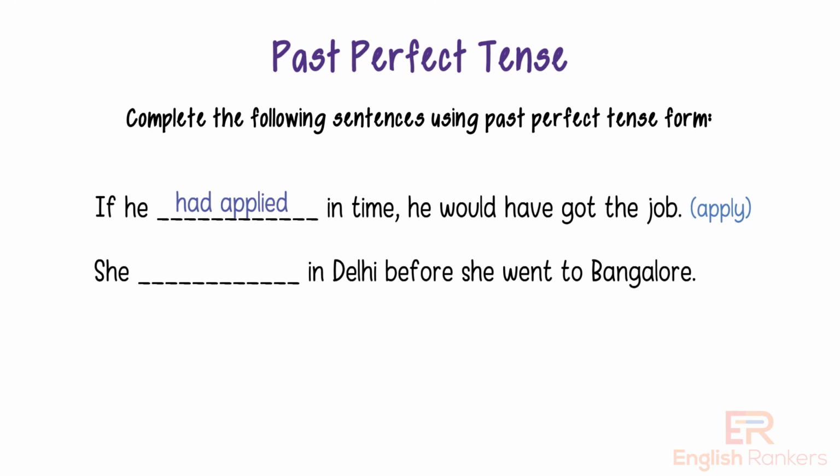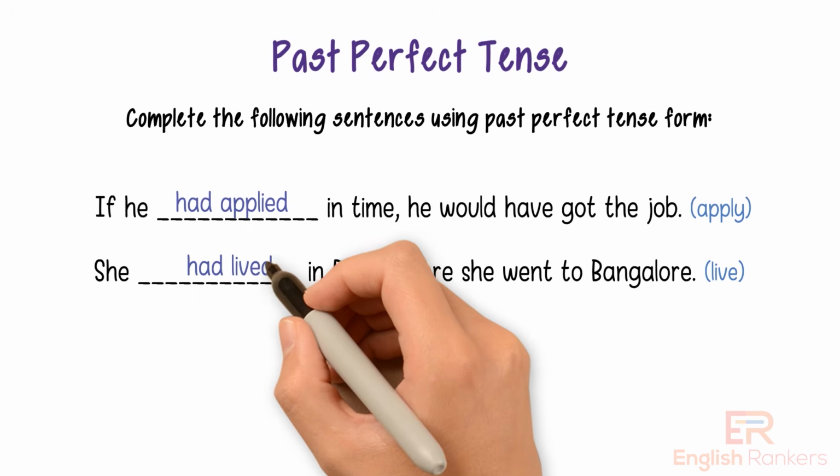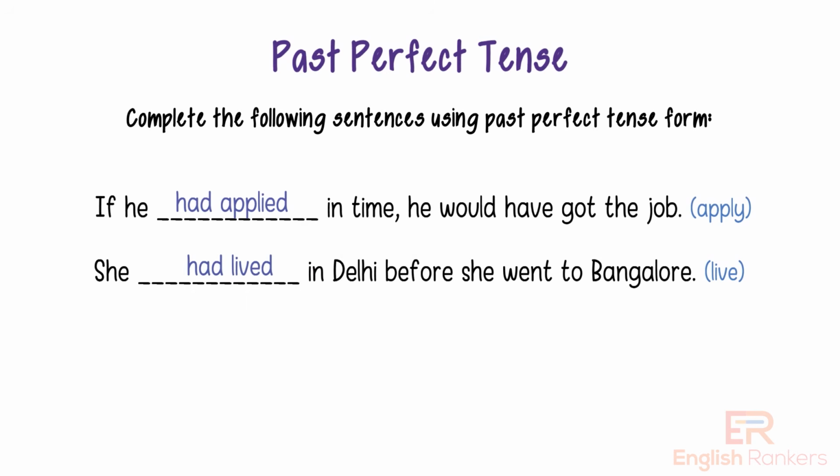She dashed in Delhi before she went to Bangalore. Here we have to use the verb live. So what will be the answer? She had lived in Delhi before she went to Bangalore.